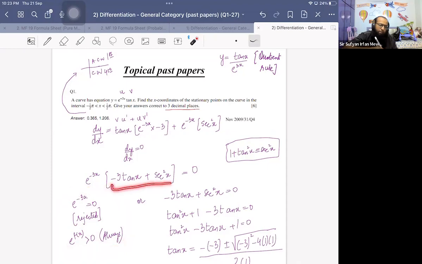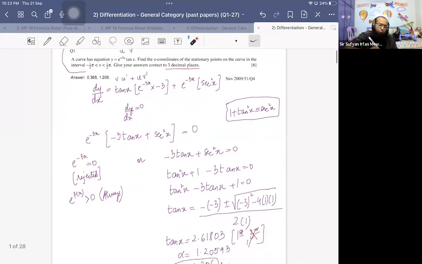Then if we talk about minus 3 tan x plus sec square x and we equate it to 0, what will happen? Sec square x is basically 1 plus tan square x. So minus 3 tan x plus sec square x, which is 1 plus tan square x, gives tan square x plus 1 minus 3 tan x equals 0. Now this is a trigonometric equation, and it is a quadratic equation.